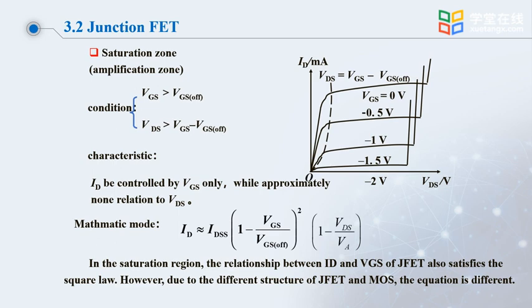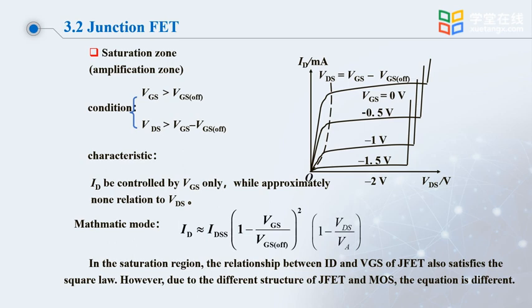VDS is the voltage between the drain and the source, the output port. VGS is the voltage between the gate and the source. VGS(off) refers to the N-channel junction FET when the channel is completely pinched off, that VGS value. IDSS is a constant related to the basic structure of the tube.